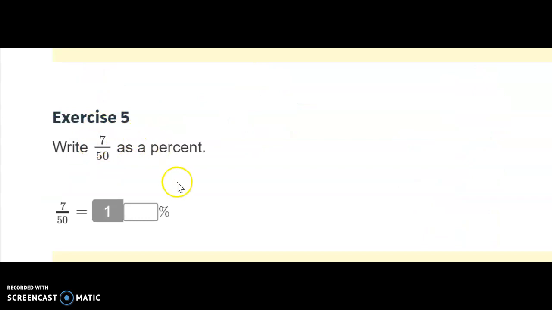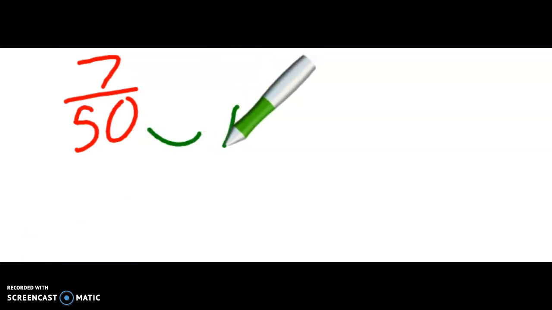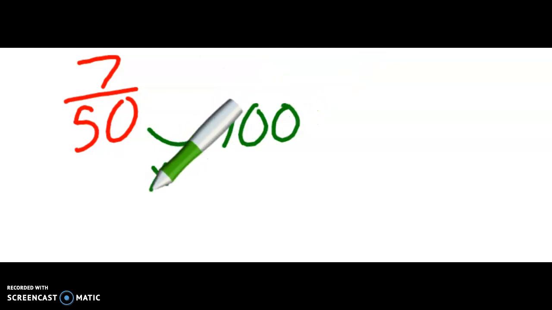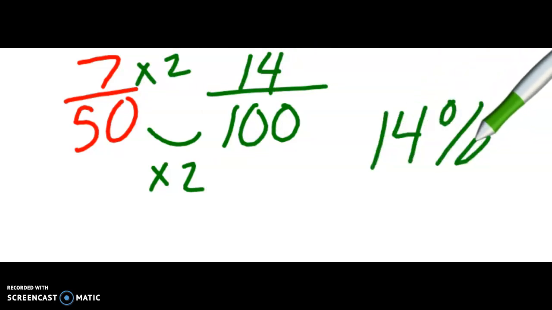To take the fraction to a percent, we do the exact opposite. So here we have 7 over 50, and what we want to do is multiply this back into 100. So 50 times 2 is going to give us 100, and 7 times 2 is going to give us 14. So now it's 14 out of 100, or 14%.